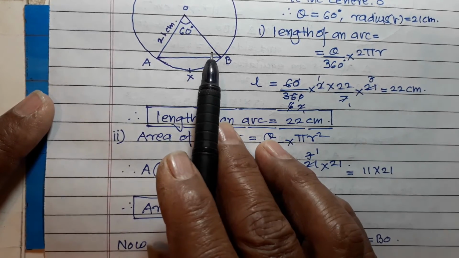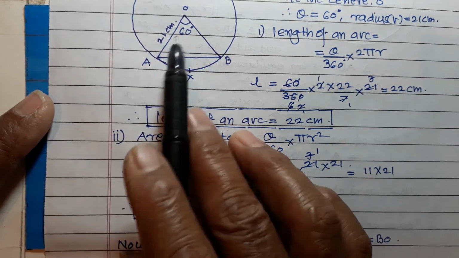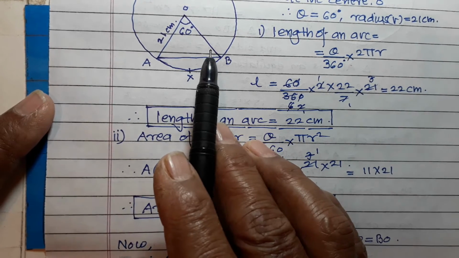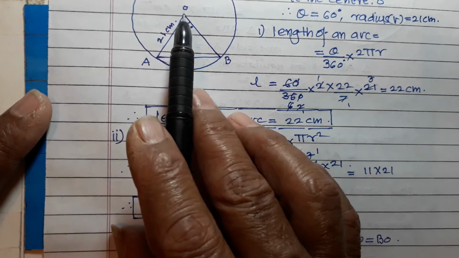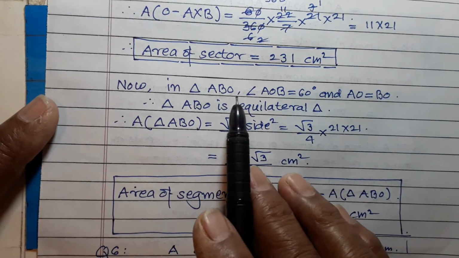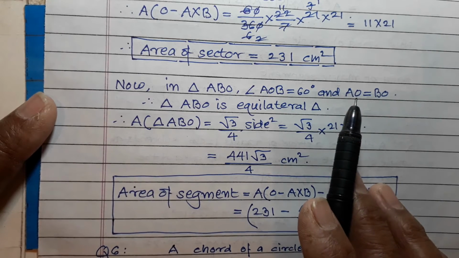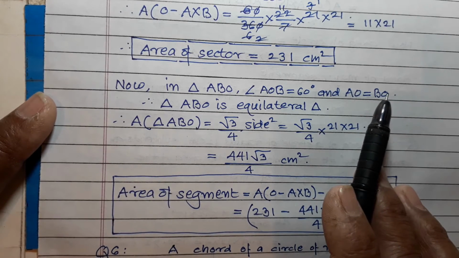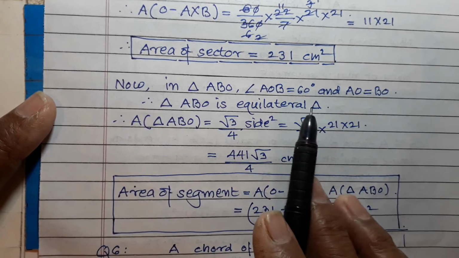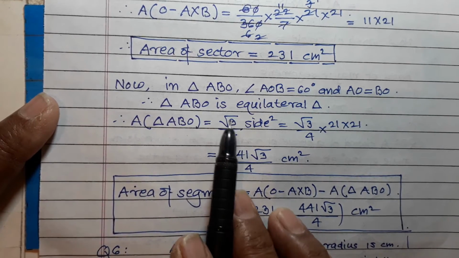Now in triangle AOB, this angle is equal to 60. This angle and this angle are equal. So this plus this plus this is 180. If you simplify, you will get this angle equal to 60 and this angle is also equal to 60, and therefore this is an equilateral triangle. So in triangle ABO, angle AOB is equal to 60 degrees and AO is equal to BO, radii of the same circle, and therefore triangle ABO is an equilateral triangle.